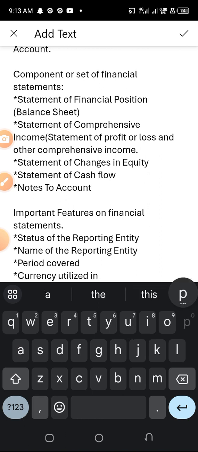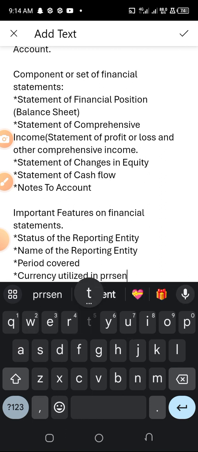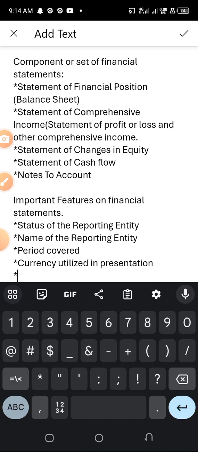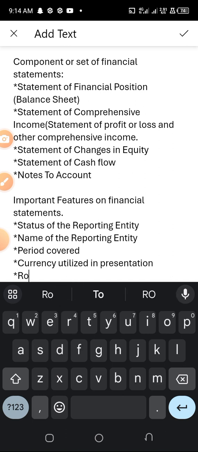It is important. So if it is naira, put it as naira. If it is dollar, put it as dollar. If it is Ghana cedis, let's know it's in Ghana cedis. And then lastly, the rounding off mechanism.